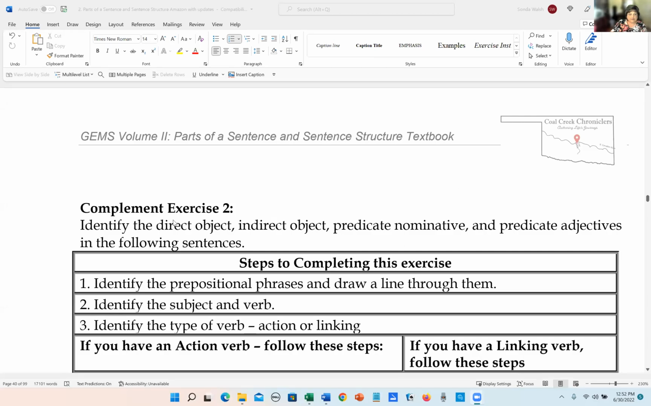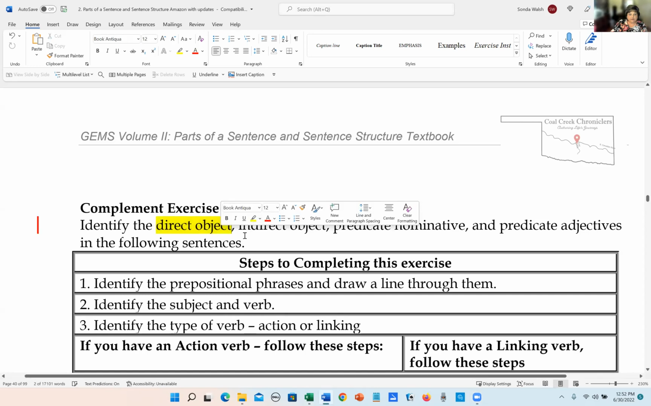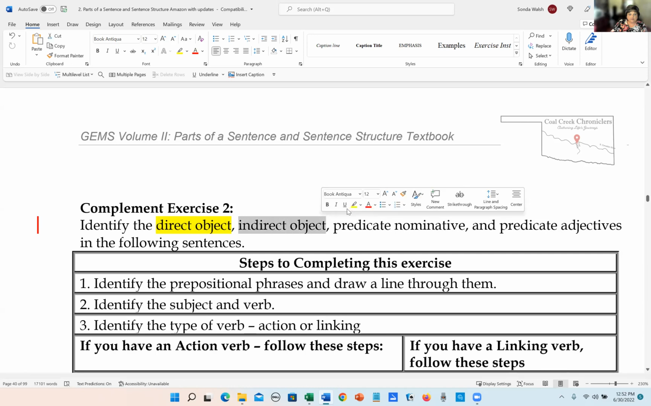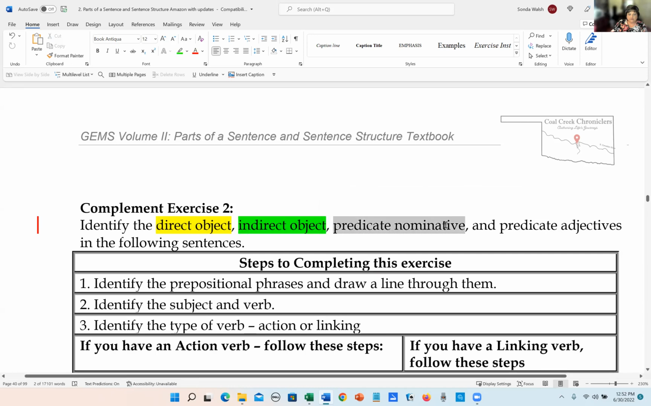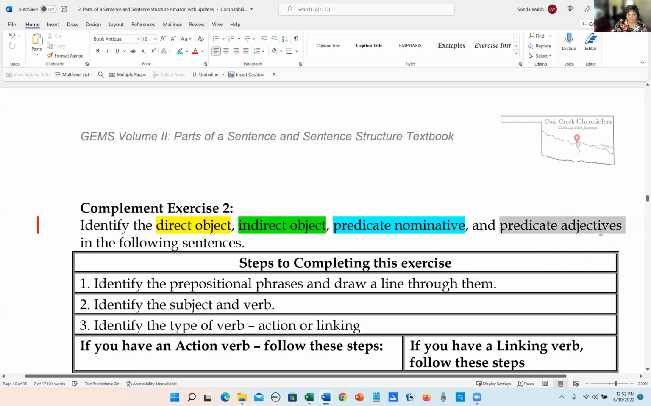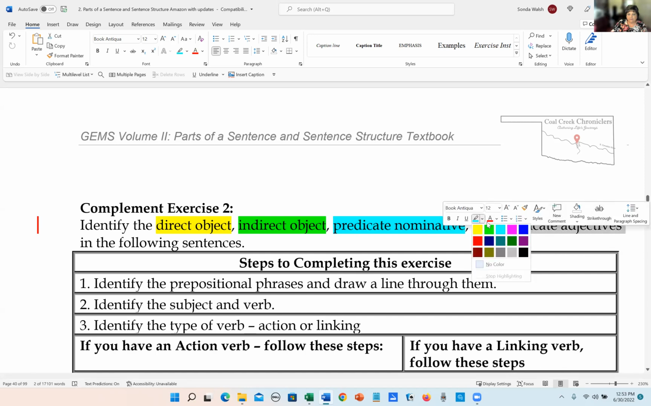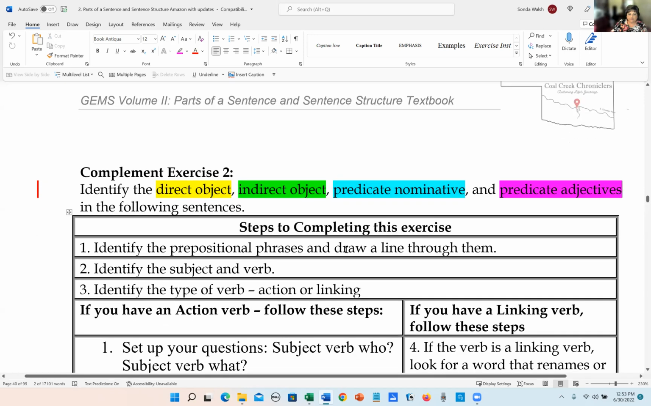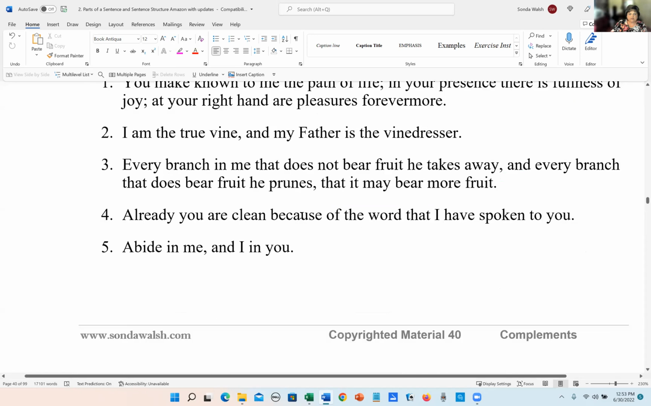Right, this is complement exercise number 2. So we're going to highlight the direct objects in yellow, the indirect objects in green, the predicate nominatives in teal, and the predicate adjectives in hot pink. Okay, let's go ahead and start.